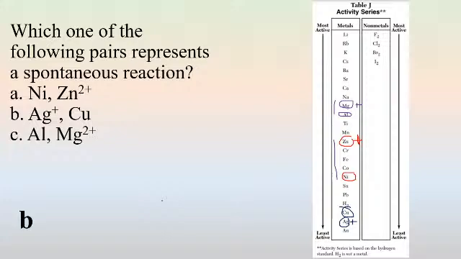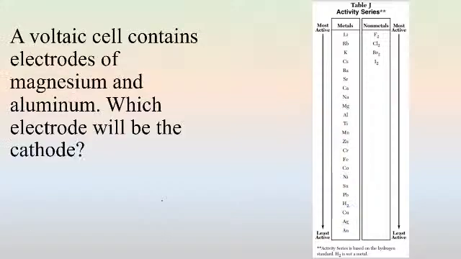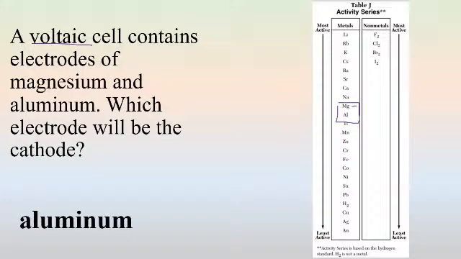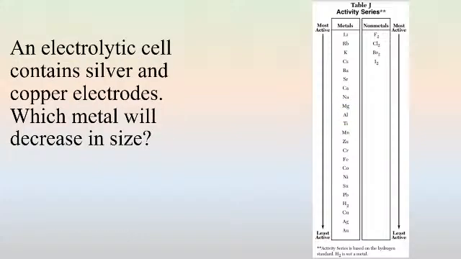Again, smarter, not harder. A voltaic cell contains electrodes of magnesium and aluminum, which will be the cathode? So again, magnesium and aluminum, well, literally they're both right here. The higher one will always be negative. It says it's voltaic. The higher one is the anode, so it would be aluminum. An electrolytic cell contains silver and copper. So again, right here, what's the rule? Well, the high one is negative, right?